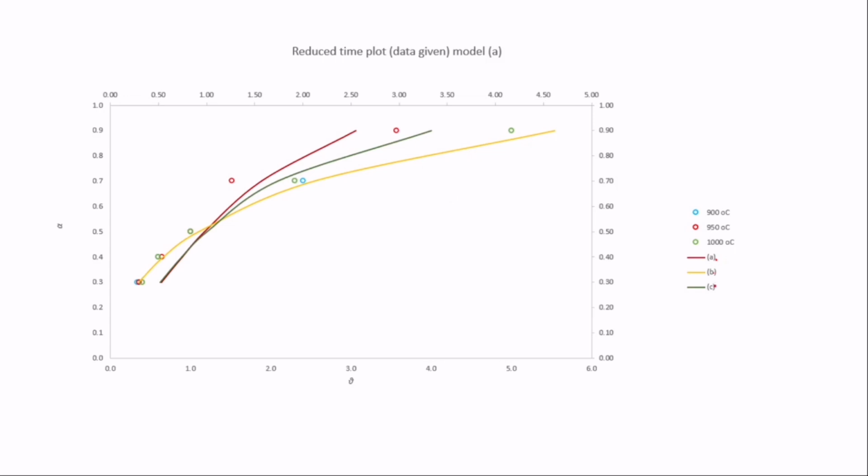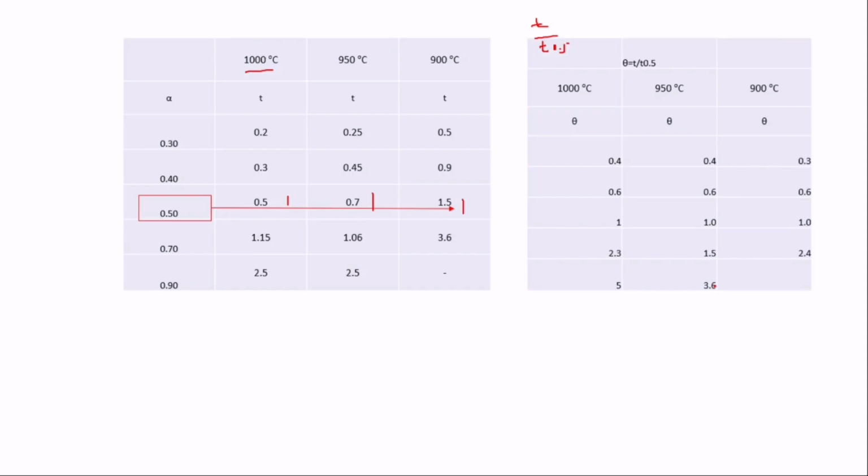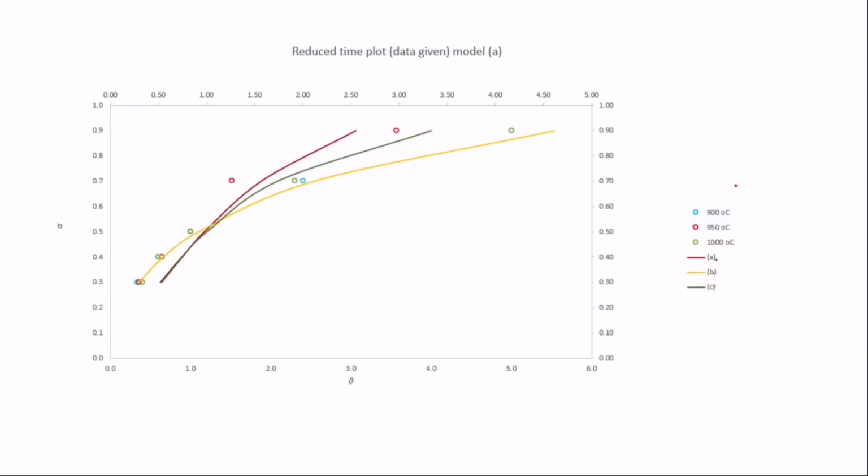Then for you to find the model from here, you plot the alpha value against the theta value, which is for the 1,000. Wherever you see the green is for the 1,000. So 1, 2, 3, 4, 5. You're going to plot it, but it is a scatter plot. You don't need to join the points.